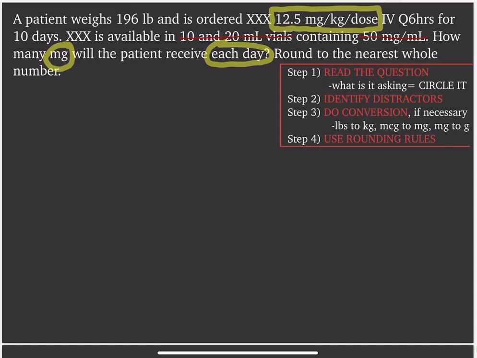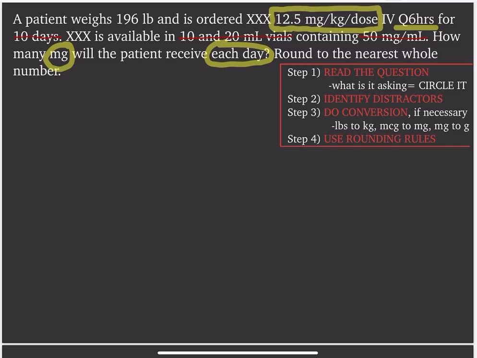So put a box around that. I like to call that the hub. They're receiving it every 6 hours for 10 days. But the question is only asking how much are they receiving each day. So 10 days is also a distractor.